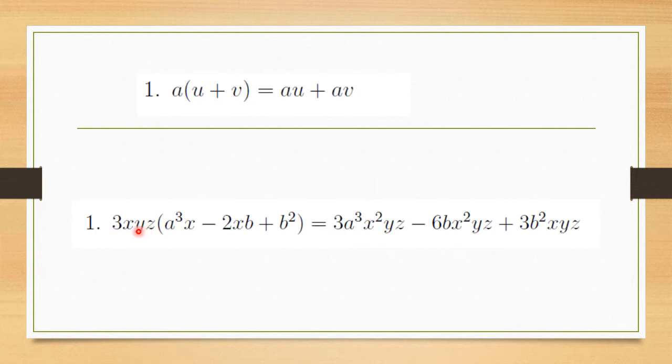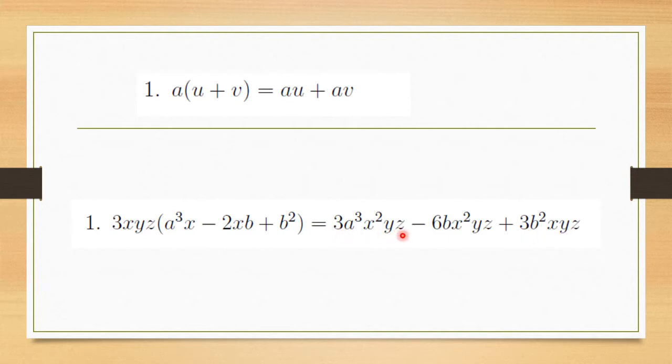Next, multiply 3xyz to negative 2xb. Same, you've got x as the common variable, and 3 times 2 is equal to 6, so you've got 6b x squared yz. Lastly, you've got 3xyz times b squared. There is no common variable here, so you just simply copy everything.